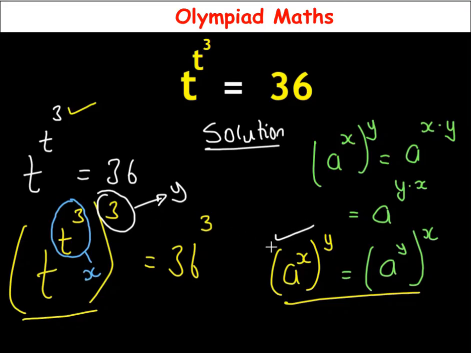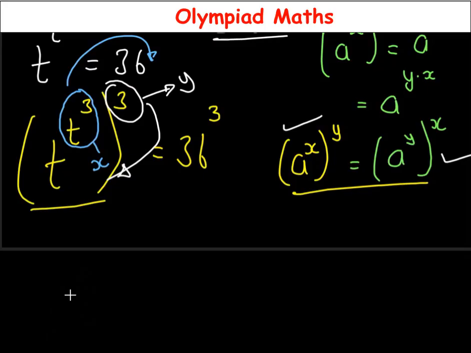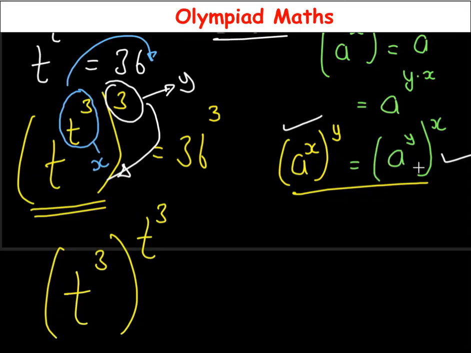But we are going to transition this to resemble this form, such that power y comes inside and then power x goes outside. So this will then become, in brackets, we have t, power y will come inside, and y is 3, so power of 3, then all power of x will go outside. And x is t raised to power 3. Now we have transitioned this to resemble this format. Good. So we then have it as is equal to 36 all raised to power 3.